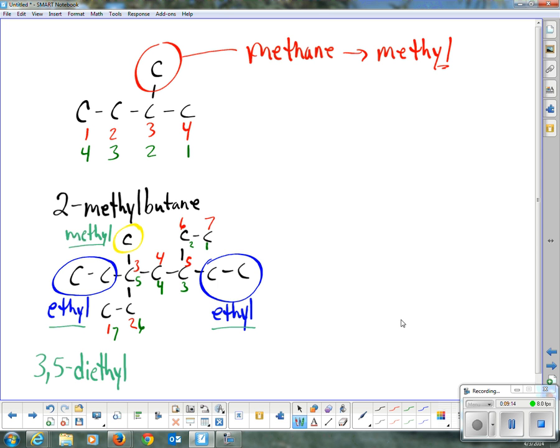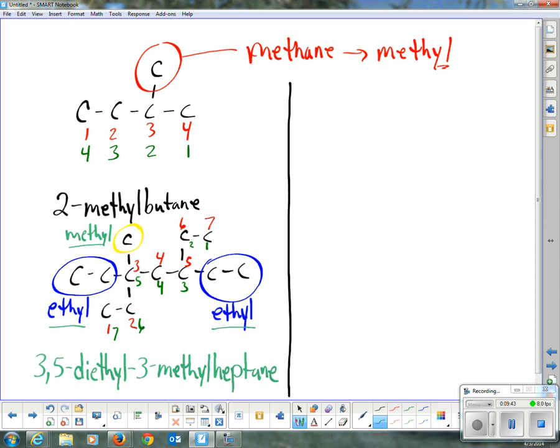Then the next group coming off is a methyl, so I do a dash, because anytime I go from a number to a letter, I do a dash. Dash 3 dash methyl. Now I do the long chain, which is 7, which is a heptane. So, heptane. Okay, so let's go do some more. It's not too bad. I hope you're doing all right.